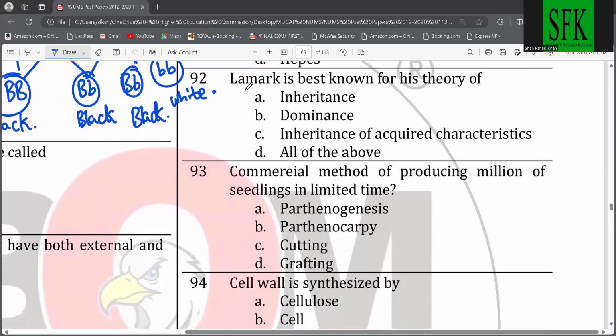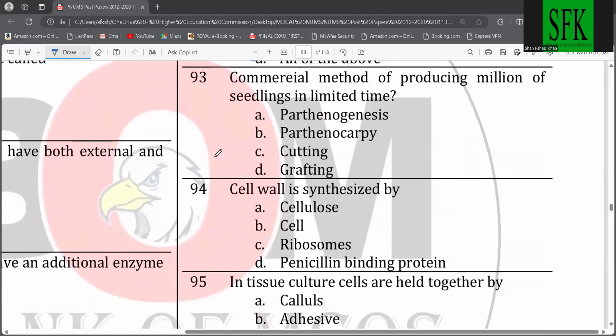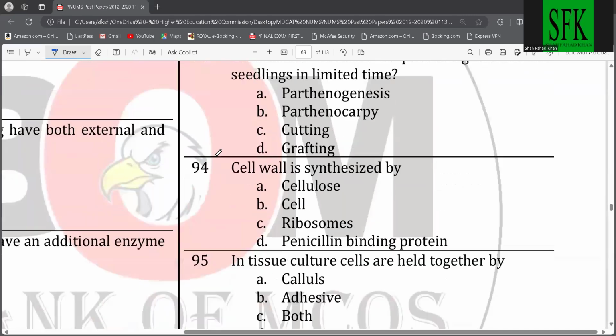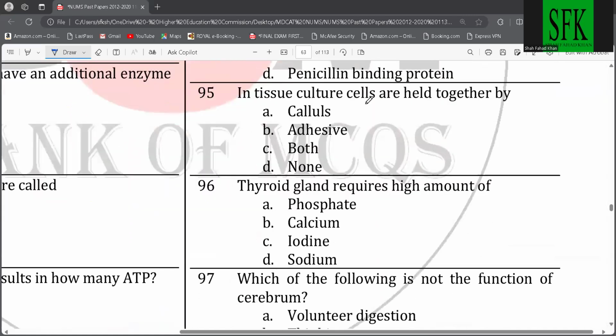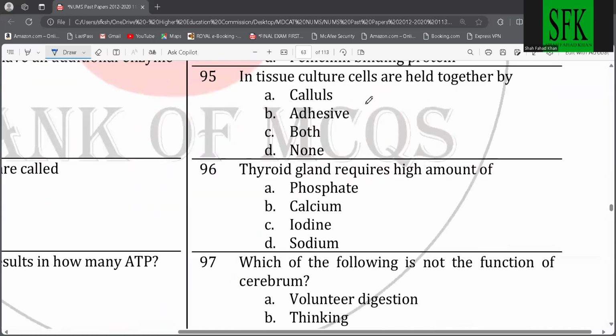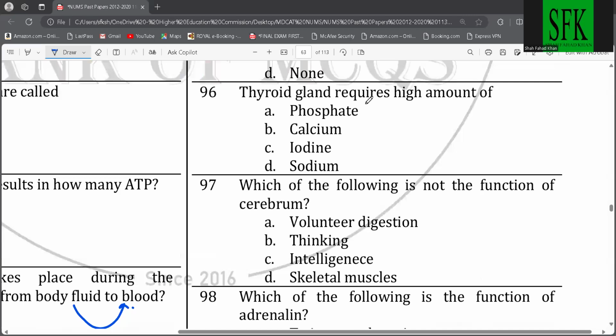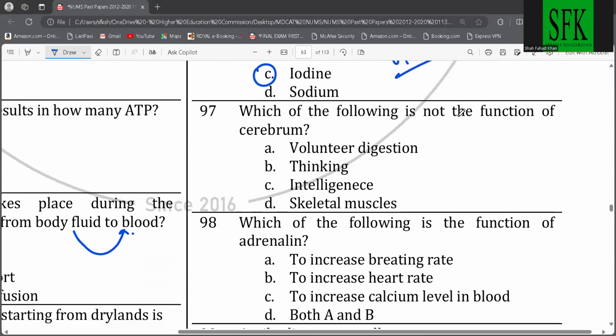Lamarck is best known for his theory of inheritance of acquired traits. Then commercial method of producing millions of seedlings in limited time. Cell wall is synthesized by cellulose, but just synthesized by Golgi apparatus. In tissue culture, cells are held together by... Thyroid gland requires high amount of iodine. This is clinically relevant: if iodine is deficient, you will get goiter.